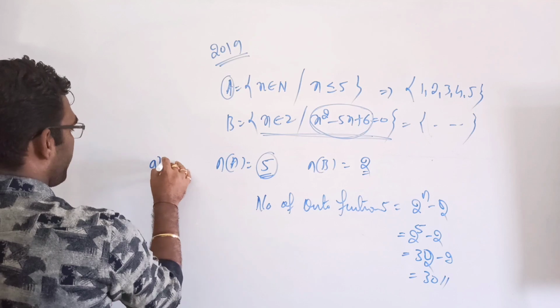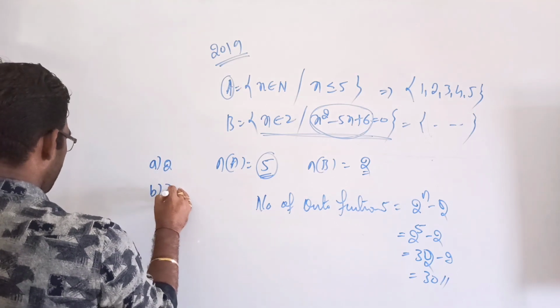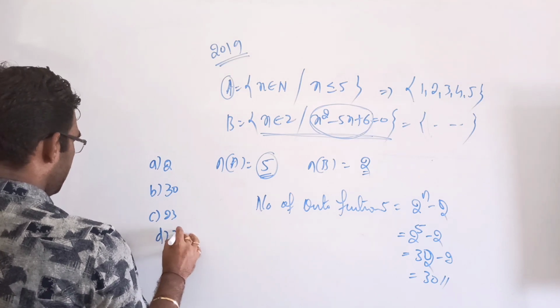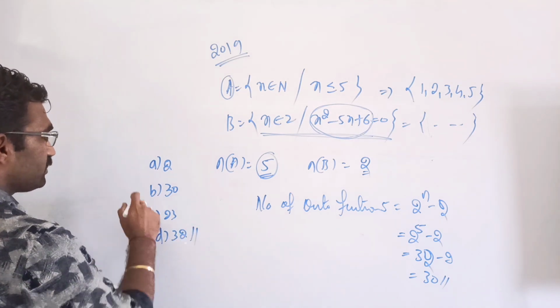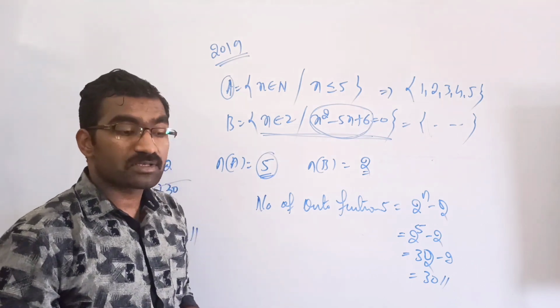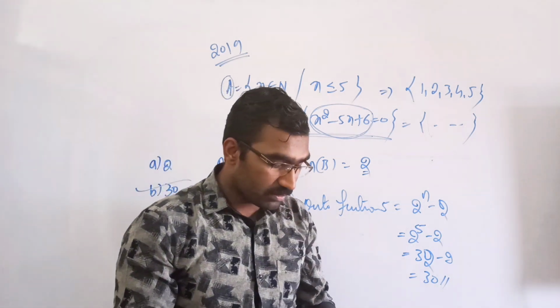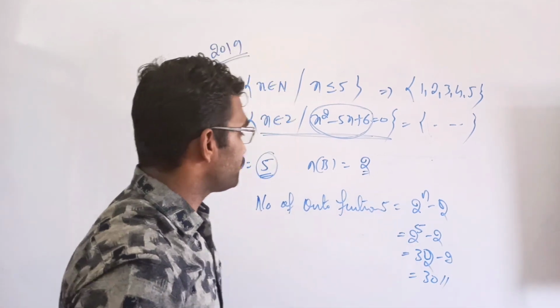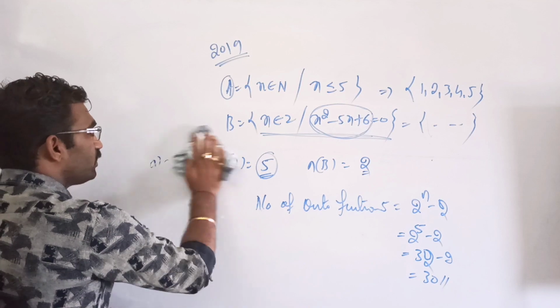A is 2, B is 30, C is 23 and D is 32. So what is the answer? The answer will be 30. This is the question which was asked in 2019. So this is about onto functions.